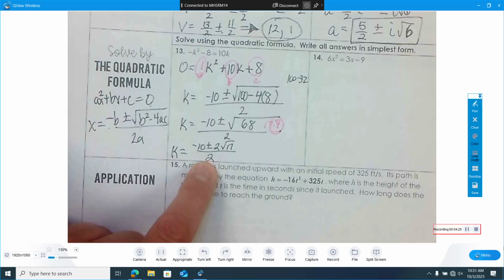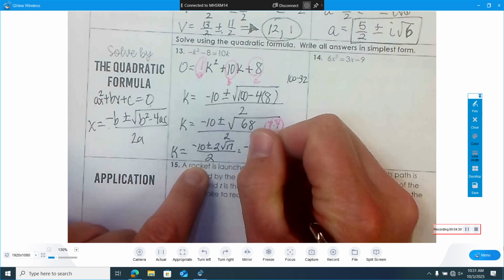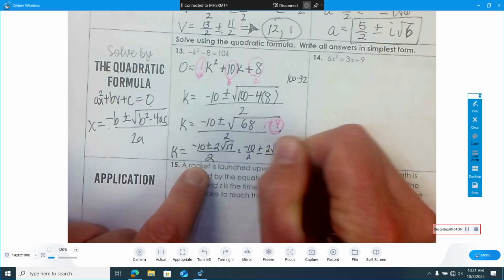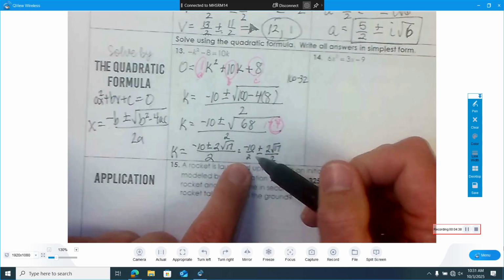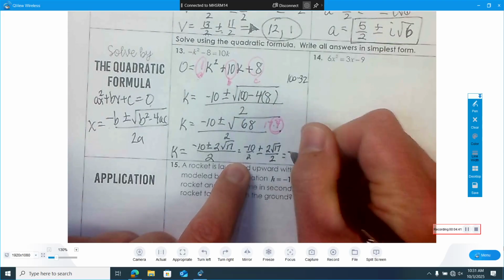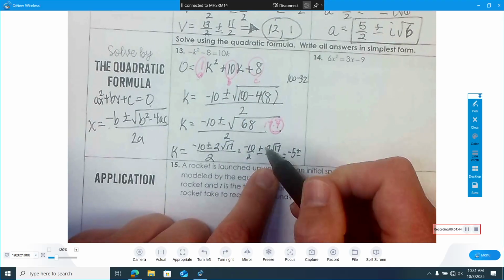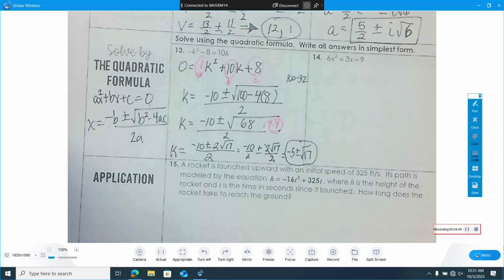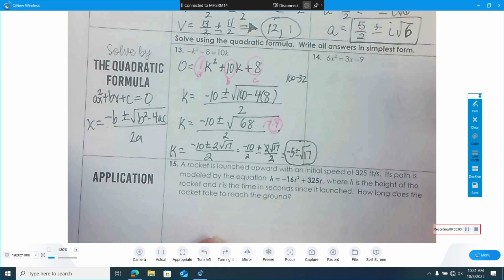And then what is this 2 dividing? Yeah, it's dividing both terms up top. So the easiest way to always get it right is to split that 2 up so you're dividing both pieces. And then so negative 10 divided by 2 is negative 5 plus or minus. And then here the 2's reduce and you just get radical 17. So negative 5 plus or minus radical 17 is a fantastic answer. Negative 5 plus radical 17, negative 5 minus radical 17. Okay? Questions on that one? Pretty easy.